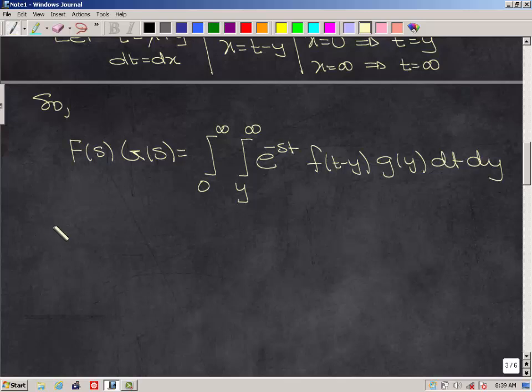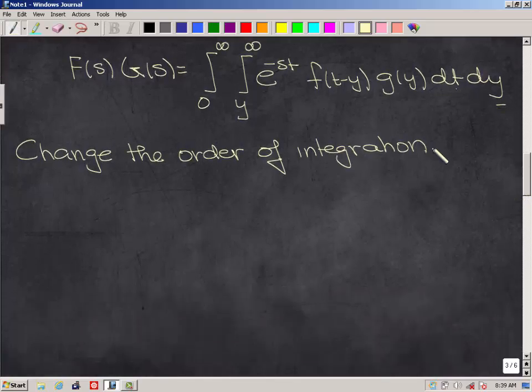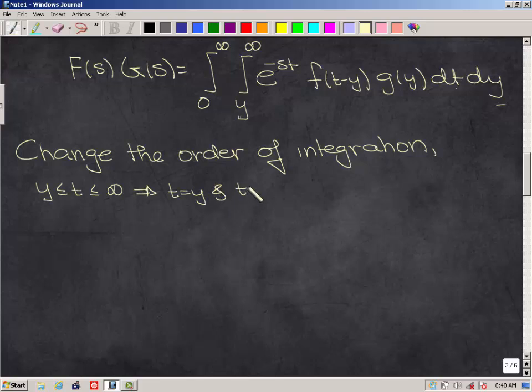All right, next, again from calc 3, we're going to change the order of integration. Currently we are integrating with respect to t first and then y, so we want to change the order of integration. That means we want to integrate with respect to y first and then t. To do that, we need to figure out the region first. So let's start with the inner limit. They go from y to infinite for t, so y is less than t is less than infinite. So t starts at y and goes to infinite.